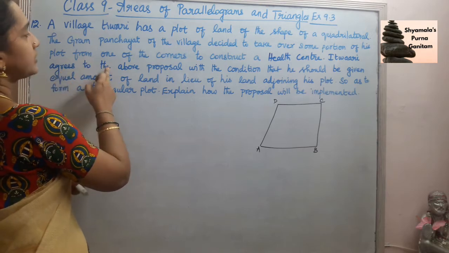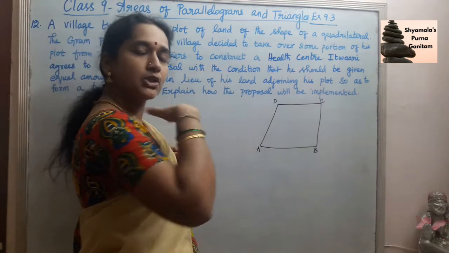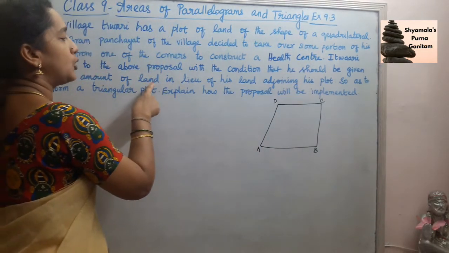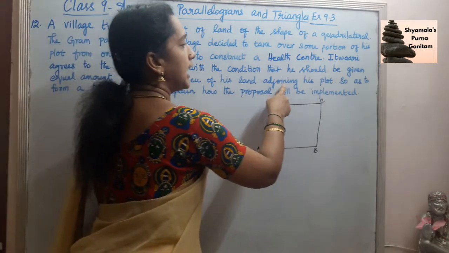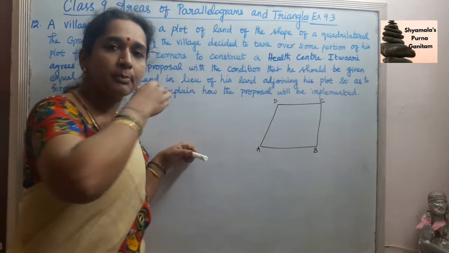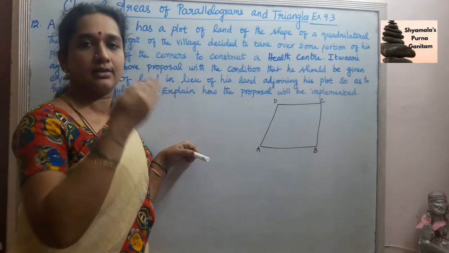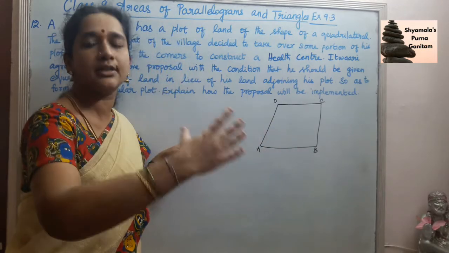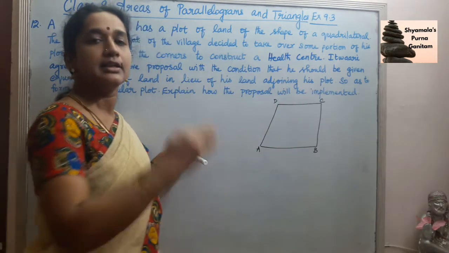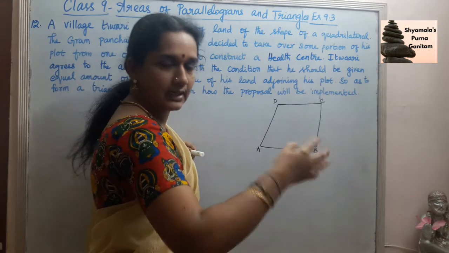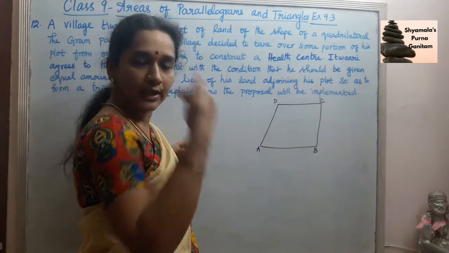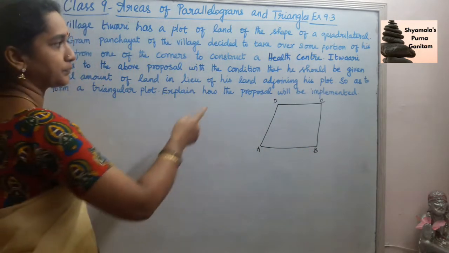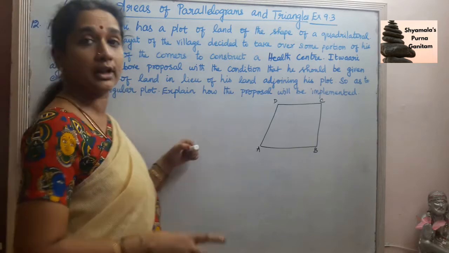Tiwari agrees to the above proposal with the condition that he should be given an equal amount of land in lieu of his land, adjoining his plot. That is, whatever portion they are taking, instead of that they have to give some other portion, continuous with the given land, adjoining his quadrilateral shaped field, so as to form a triangular plot.